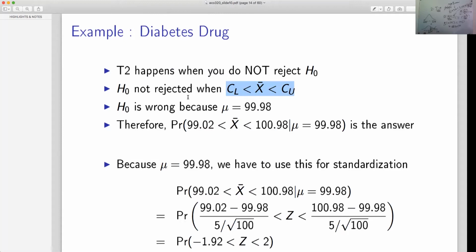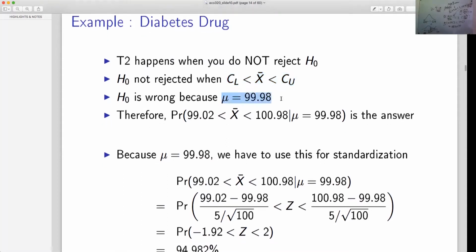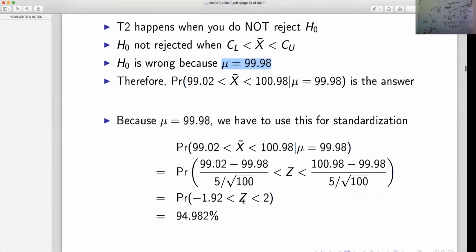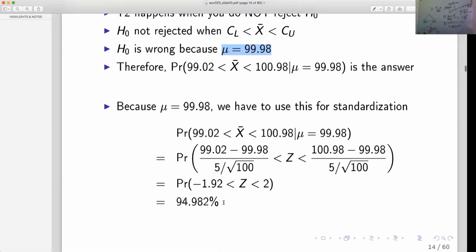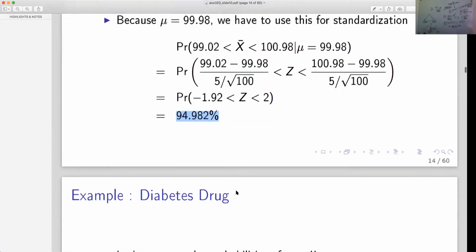So always remember the definition of type 1 and type 2 error. H naught is wrong because of this. So therefore, this is the answer. So do the math exactly as I did. You'd get 94.982 percent. So that is your type 2 error.